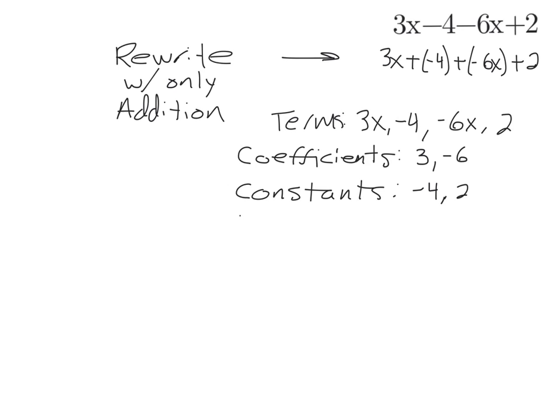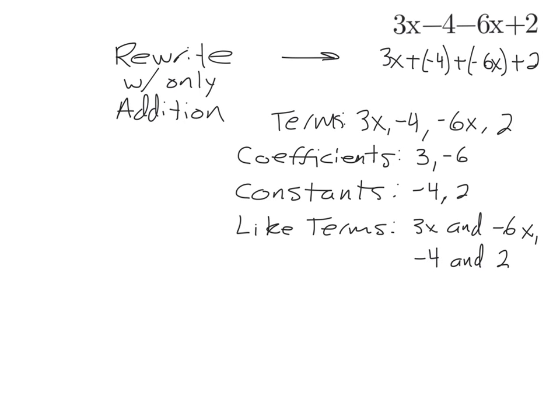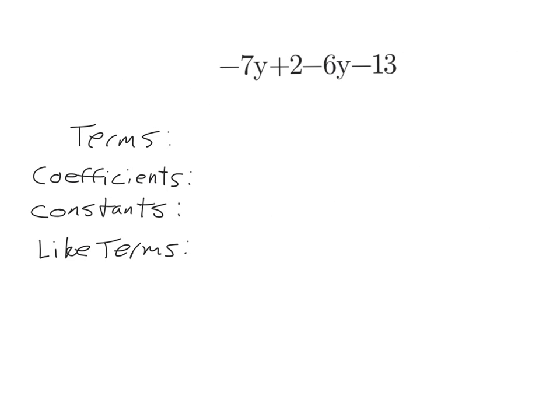And lastly I want to identify like terms. This is a very important idea, like terms. So like terms are terms that have the same variable parts. In this case, 3x and negative 6x are like terms, but so are negative 4 and 2. Because they don't have any variables, those are also like terms. So we actually have two pairs of like terms in this example.